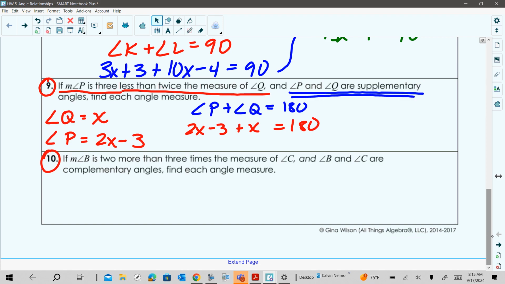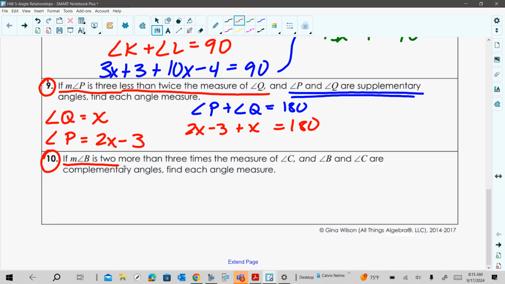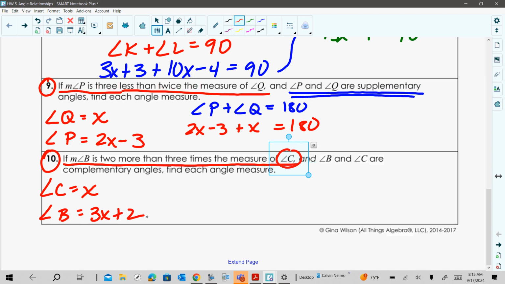So 10 is like number 9. On this first sentence here, if the measure of b is 2 more than 3 times c, well, I don't know what c is, so that's my unknown that I'm going to define as x. And angle b, I need to show 2 more than 3 times that. How would I show 2 more than 3 times x? 3x plus 2. Yep, 3x plus 2. Now, it tells me here, b and c are complementary. So now we can set up the equation.